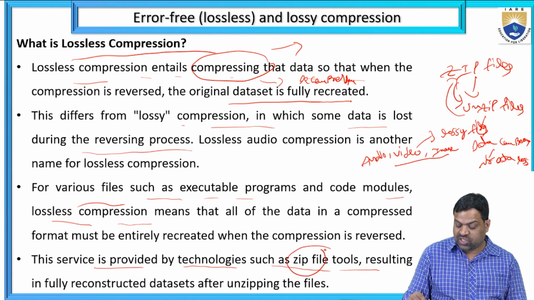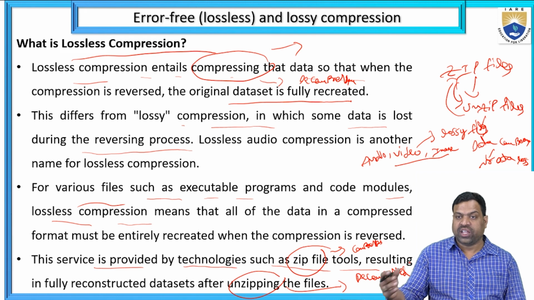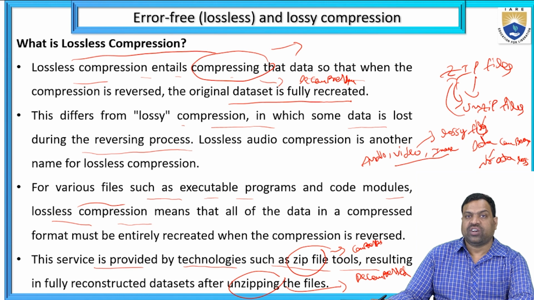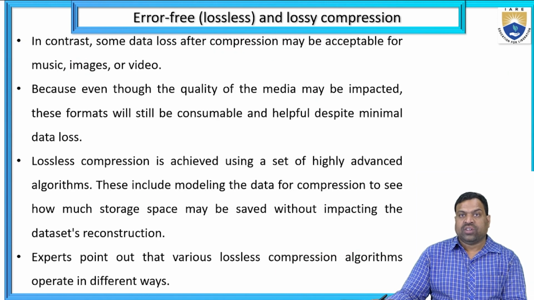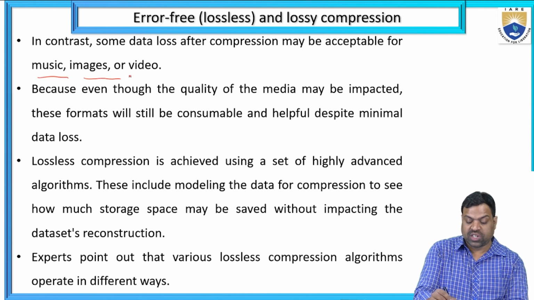When we give zip files, it means compressed. Unzipping means decompressed, and decompressed means the output. When we go for the input of the data, we go for zip files or compressing the image. In contrast, some data loss after compression may be acceptable for music, images or videos. So when we go for music, images or videos, these are lossy files.